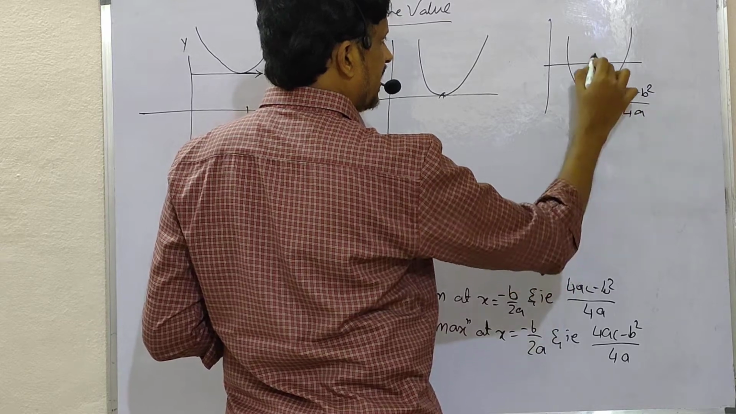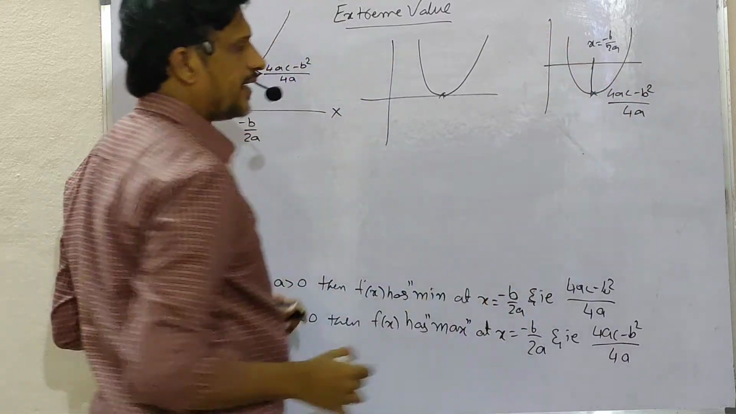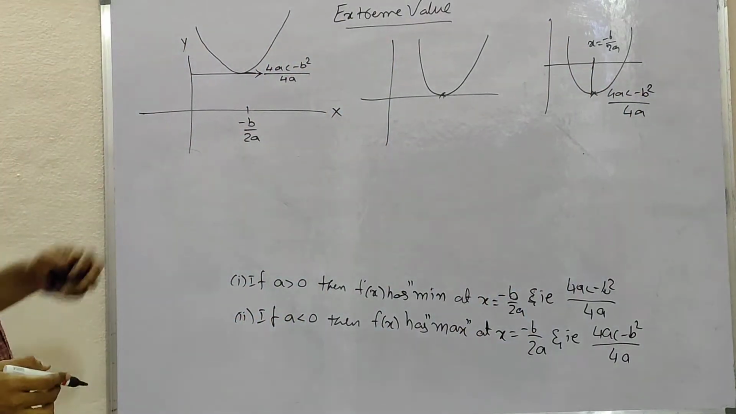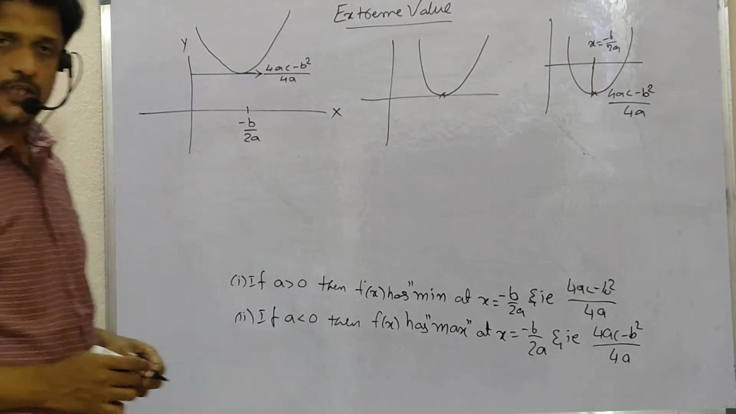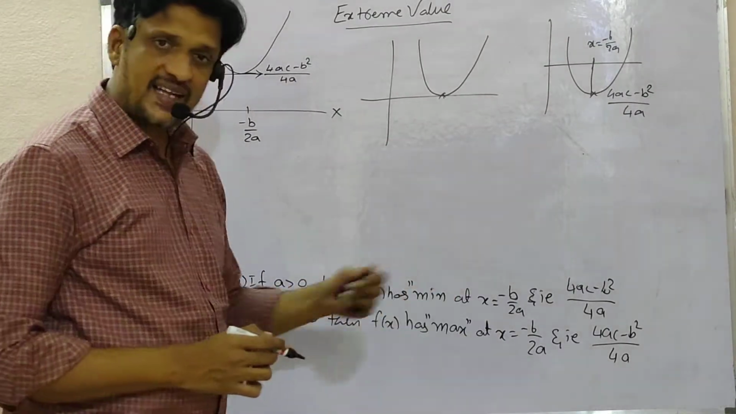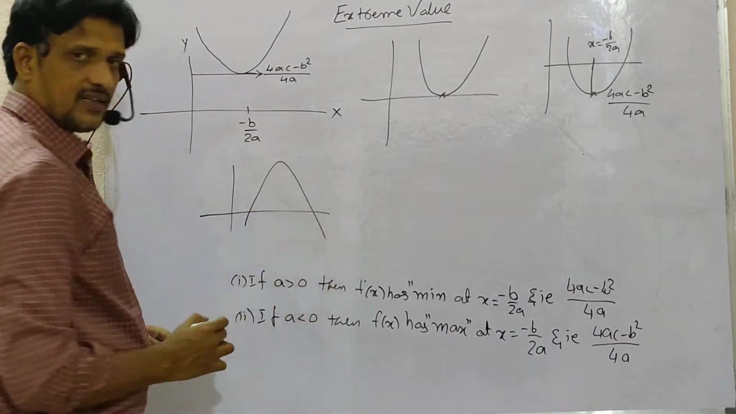This extreme value you will get when x is equal to minus b by 2a. So that is the minimum value when a is greater than 0; you will get a curve like this. In the second case, when a is negative, the given expression has a maximum value. So in such a case, you will get the curve like this.